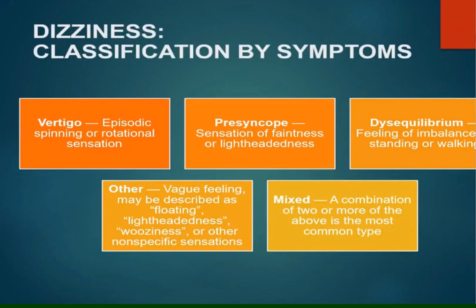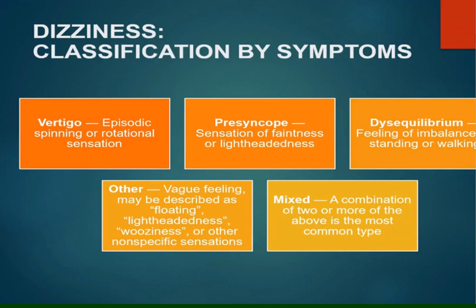So if we try to classify dizziness according to symptoms, we have true vertigo. So this is considered to be episodic spinning or a rotational motion where either the person or the environment rotates. It could be either or. By contrast, there's presyncopal episodes where you have this sensation of you're going to faint or you feel lightheaded, and those are often the words that people describe.